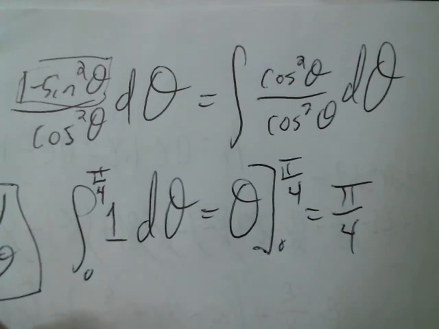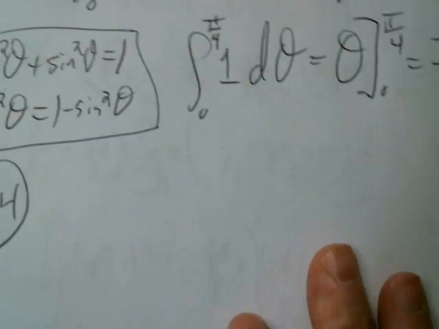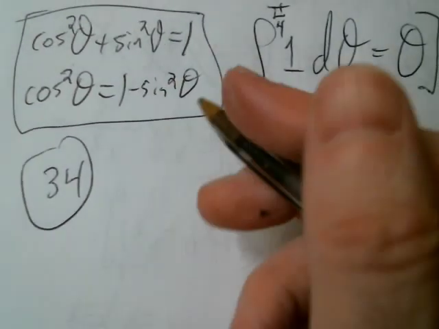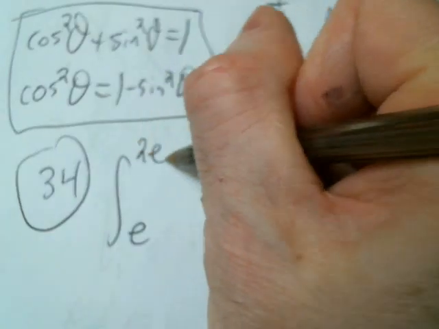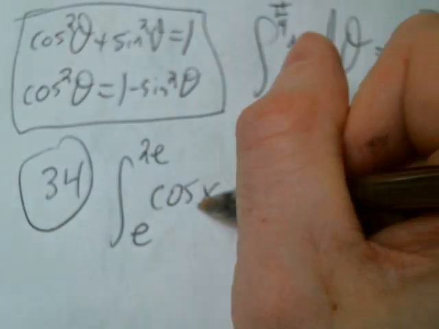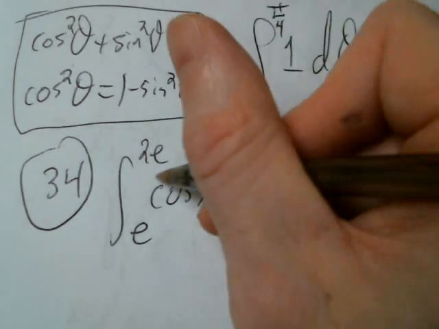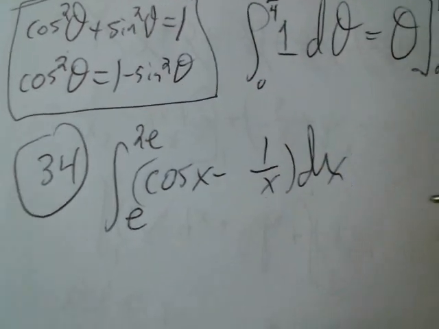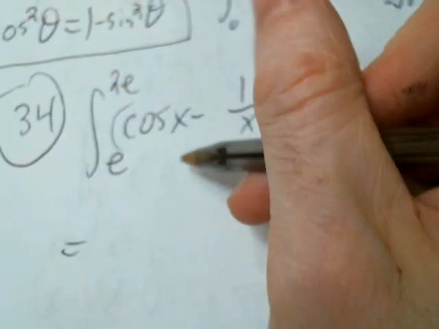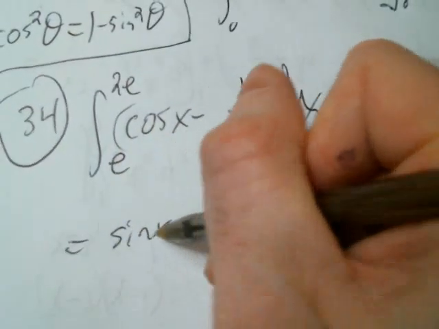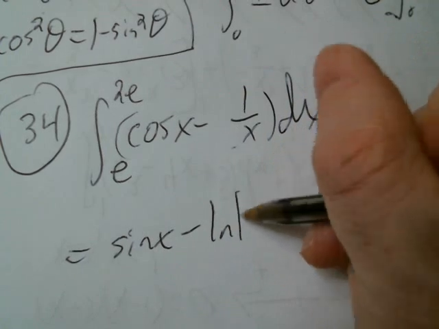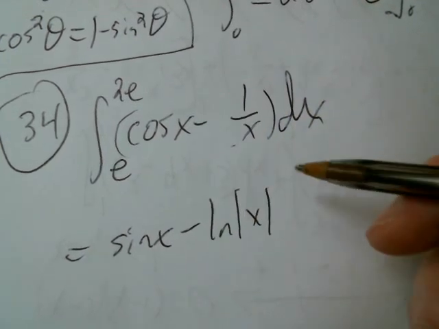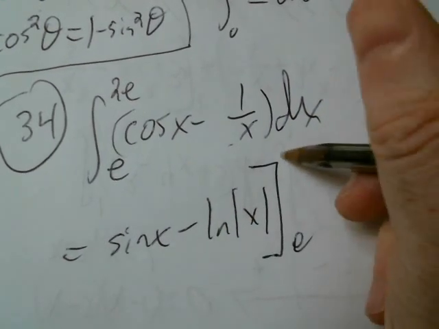I don't know, let's try 34. It looks vaguely interesting. So 34, the integral from e to 2e of the cosine of x minus 1 over x dx. Okay. The antiderivative of cosine is just sine, and then minus the integral of 1 over x is ln absolute value x. Okay. And then we have to evaluate from e to 2e.